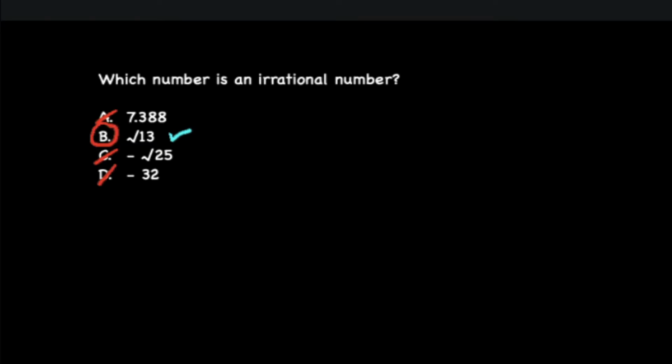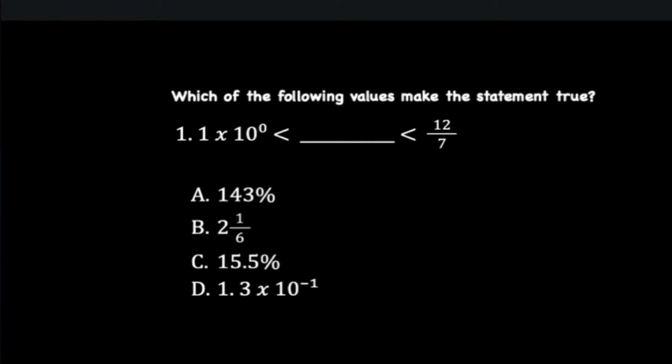Okay, so let's go ahead and move on. Okay, so let's take a look at this problem here. Which of the following values make this statement true? Okay, so here, if you take a look, we have 1.1 times 10 to the 0 power. And recognize that any number raised to the 0 power is equal to 1. So 1.1 times 1 is equal to 1.1, because remember, a number multiplied by 1 is that number. Okay, so we can simply say this is 1.1. And by the way, we're going to change all of our values into decimals here, so that way it's easier to compare. And then we have 12 sevenths.